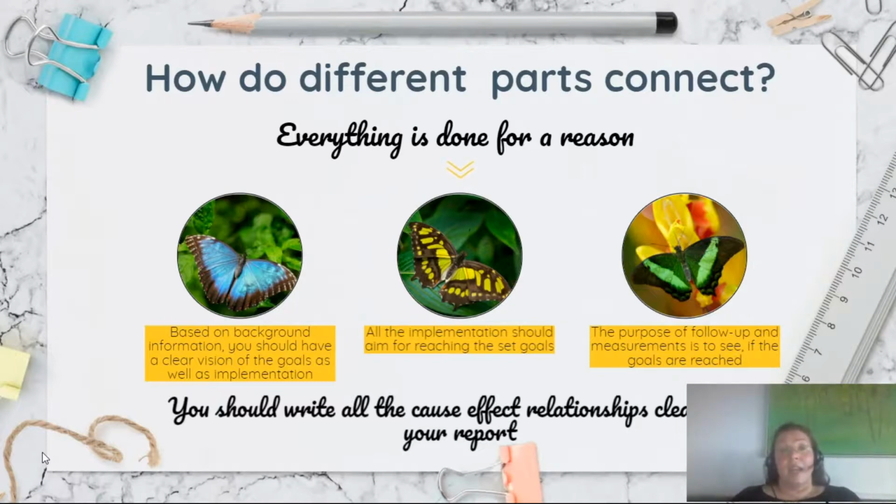And as explained earlier, you should write everything down, not just saying what you are doing or what the facts are, but also explaining the cause-effect relationships that are in your plan. That is the most important thing. It's also important in your thesis, and in any other plan that you are writing, so that the reader sees the connections right away. So everything is done for a reason.